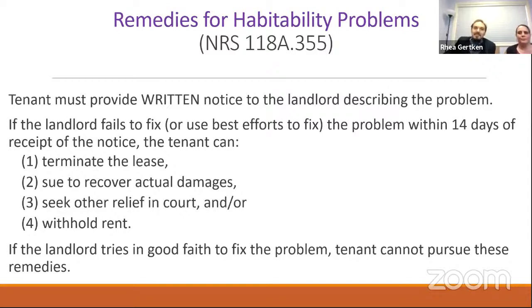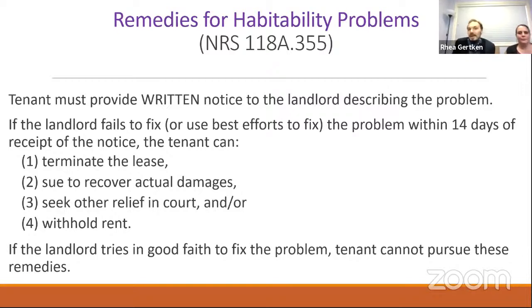So yes, the tenant must provide written notice to the landlord describing the problem. And that's going to be true for habitability problems, essential services, and lease violation problems. If you've got a problem with your landlord, it has to go in writing. If it didn't go in writing, it didn't happen.